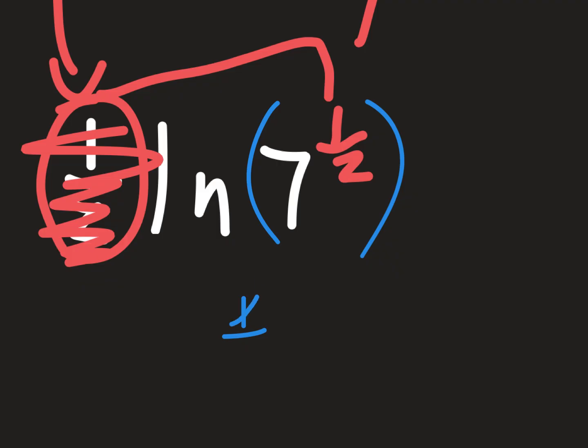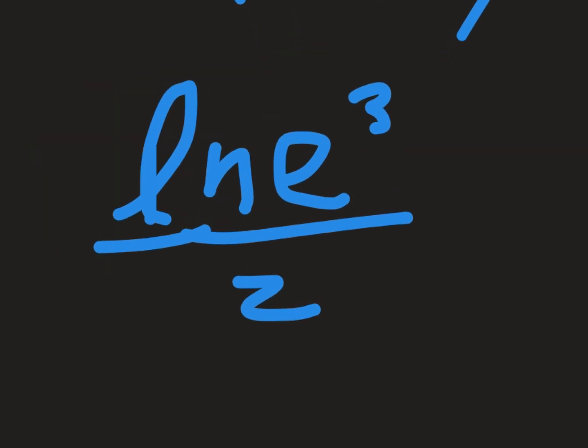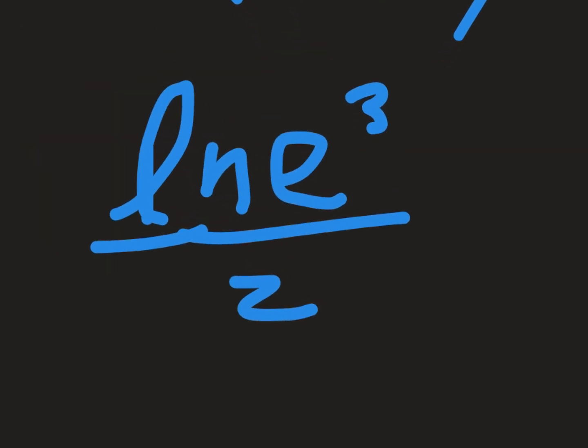Wait. ln e to the third all over 2. ln, ooh, that should trigger something in you. You know the answer already, don't you? You understand this really well, you already know the answer. It's just a single digit number. That's your answer. You don't need a calculator for it.